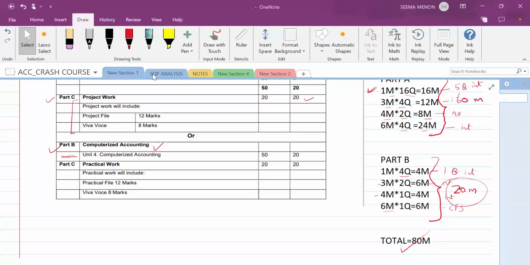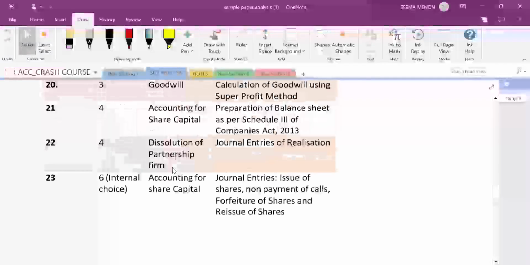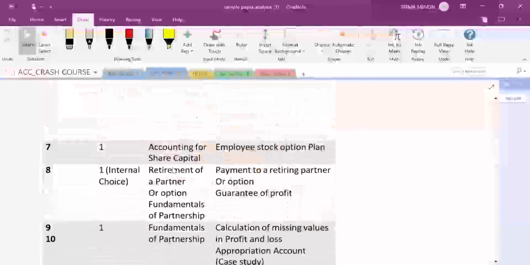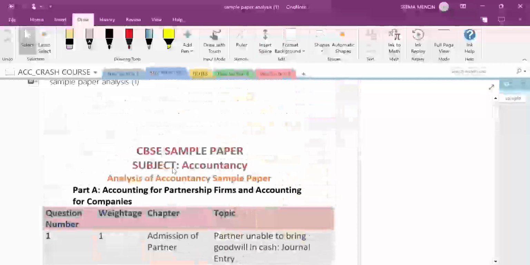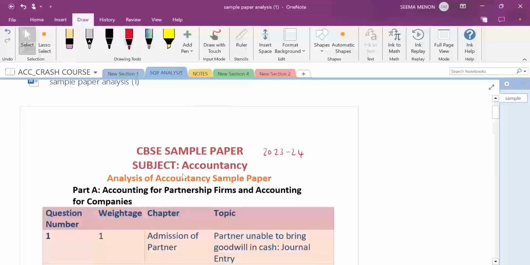Now again coming back to today's topic. Before going to that, let me explain the analysis of the question paper pattern. In the question paper, there will be 34 questions. Out of these 34 questions, here I analyzed the sample paper of 2023-24, that is this year's. Sorry. That is the first question you see.